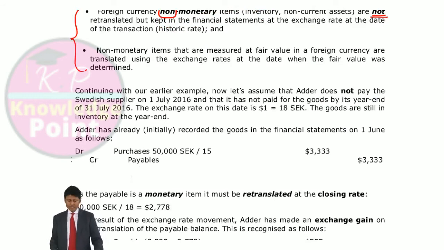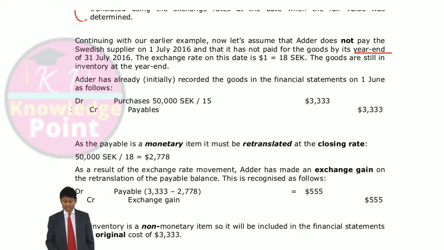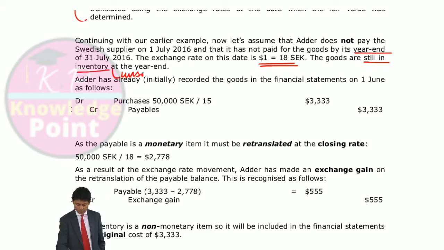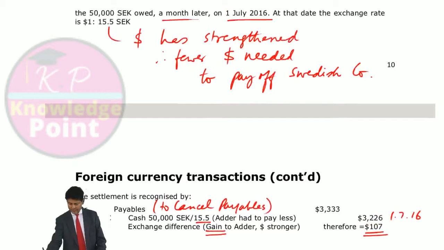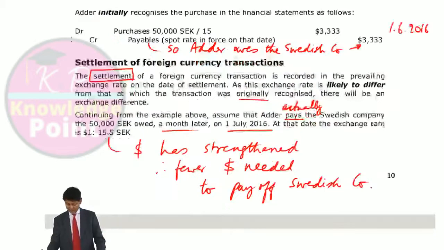Continuing with our early example, Adder, that's you, does not pay on the 1st of July 2016, and has not paid for the goods by its year end, which happens to be about a month later. The exchange rate at this date is such that the dollar has got much stronger, and the goods are still in inventory, in other words, unsold. Adder has already initially recorded the goods in the financial statements as follows: debit purchases, credit payables. If I take you back, a long time ago here, debit purchases, credit payables. This is so easy. So that's in the books.